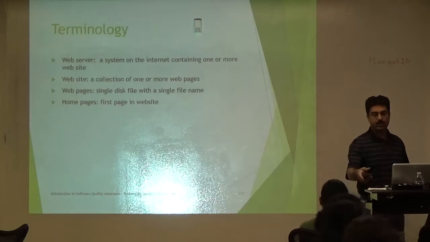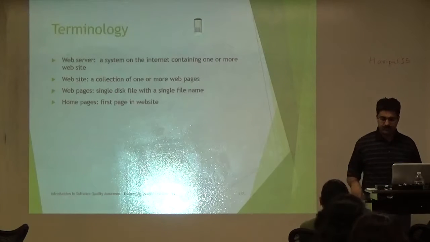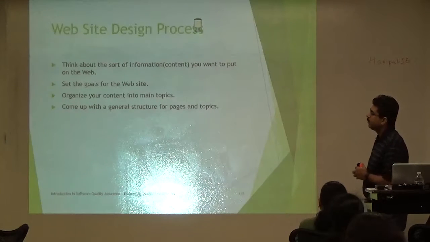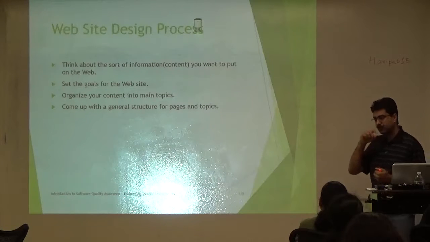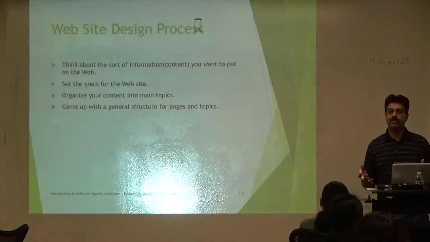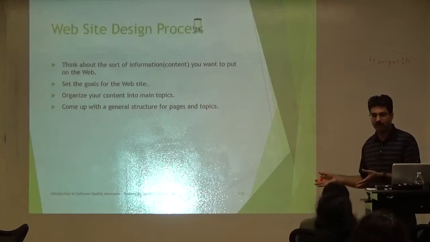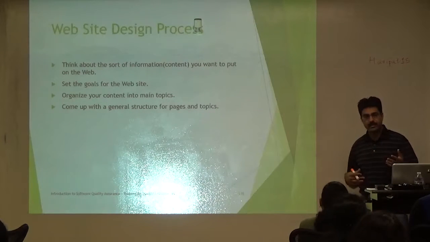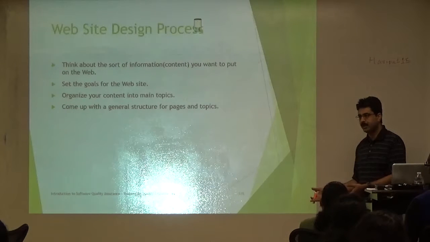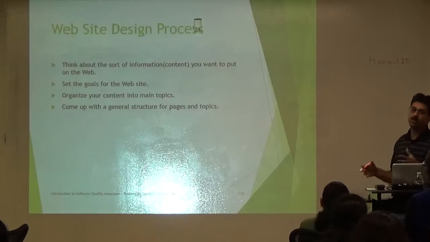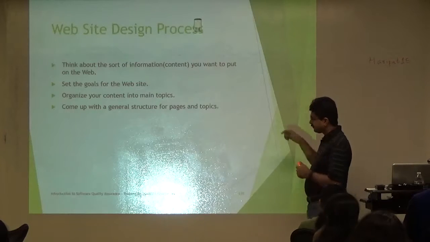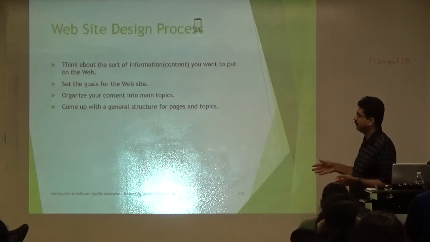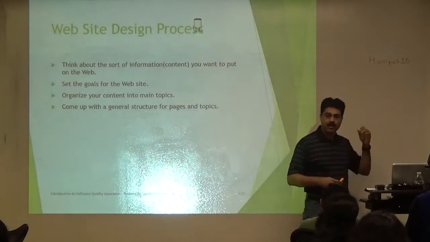Each of these web pages is essentially written in HTML. Typically, when you build a website, the first thing you do is identify what exactly you want to do with the application. Is it an application like R-Phone, or an application like Amazon where you want to sell products, show product pages, have shopping cart functionality, and account management functionality? So you need to figure out what your application is going to do. Based on that, you identify how you want to regroup the information for that application, and then you come up with a general structure of pages and topics.